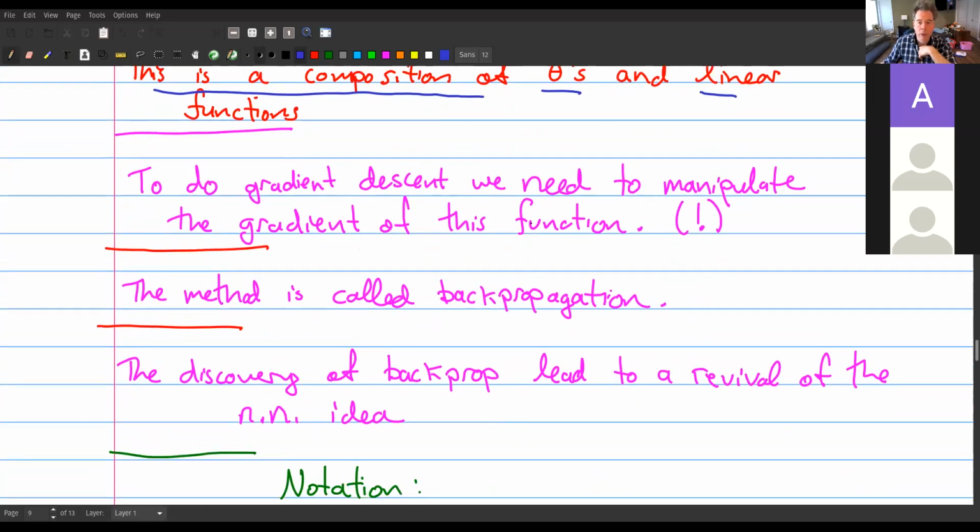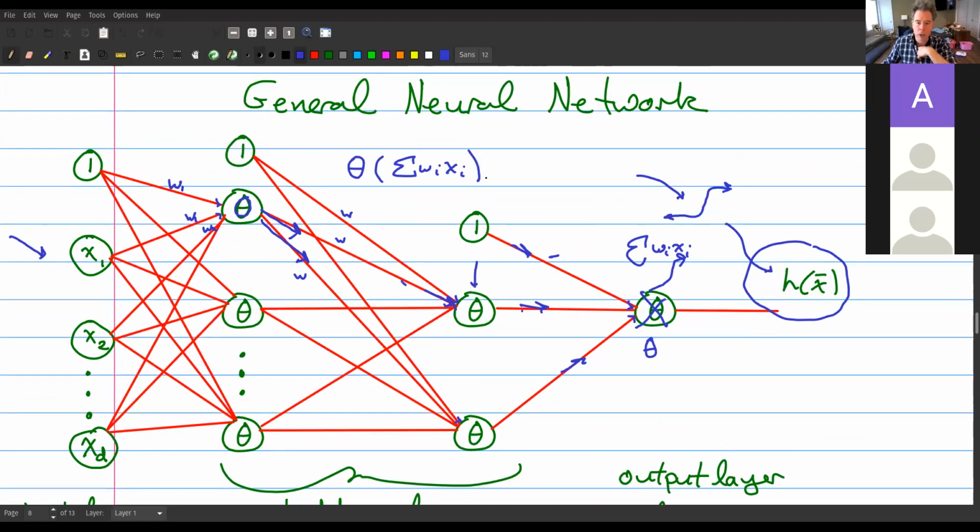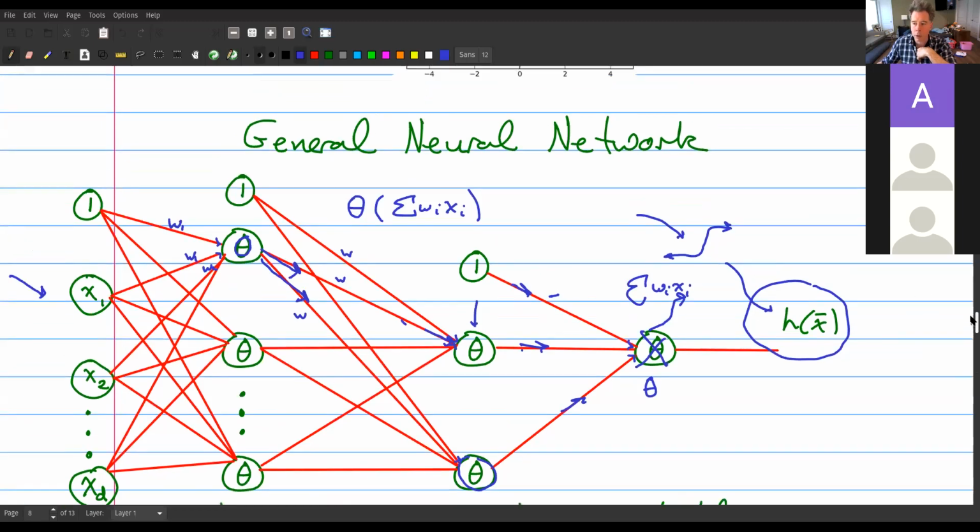So we need to manipulate the gradient to do gradient descent, and if you just try to straight up compute the gradient, then it turns out you end up doing a lot of redundant work. If you do this using the chain rule, then when you take the derivative of this one, by the chain rule you need to compute the derivative of all of these. But also when you take the derivative of this part, then you also need to do the derivative of all of these previous ones. And so you end up duplicating a lot of effort.